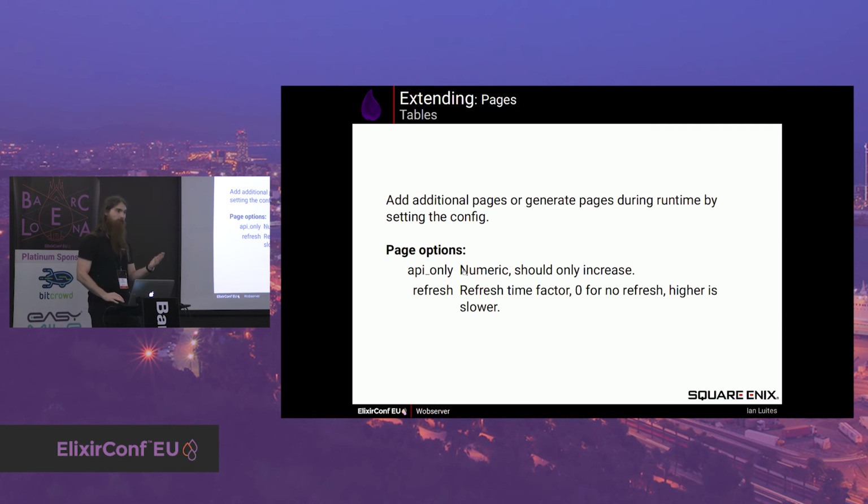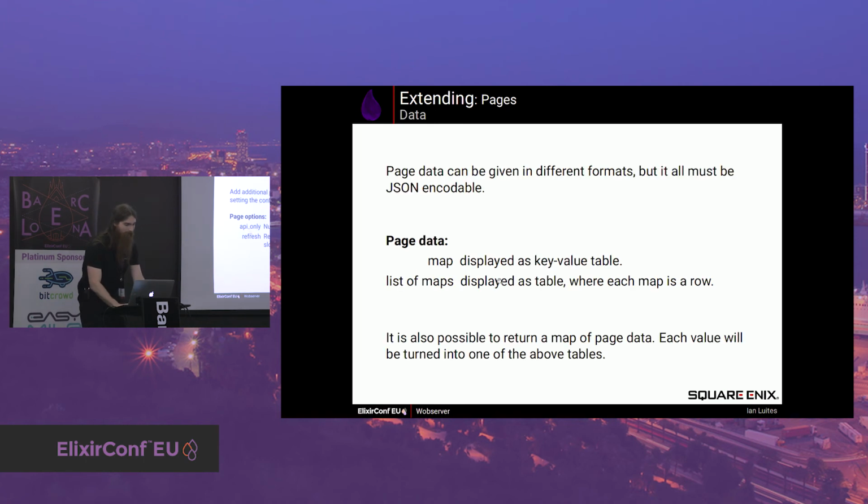There are two options for pages. You can set if it's API only. That is if you want to generate some data that's only used for automating. And refresh. If you have, for example, a page that shows static information, the WebSocket doesn't have to be used to keep asking, hey, do you have new stuff? Do you have new stuff? You can just set it to 0. If you have something that draws a graph, it might be nice to get quick updates so it turns into a nice graph. So you can set the refresh rate lower, like 0.5, something like that.